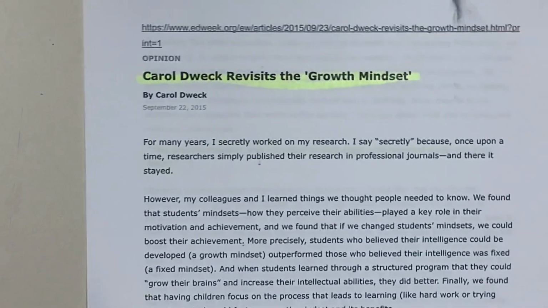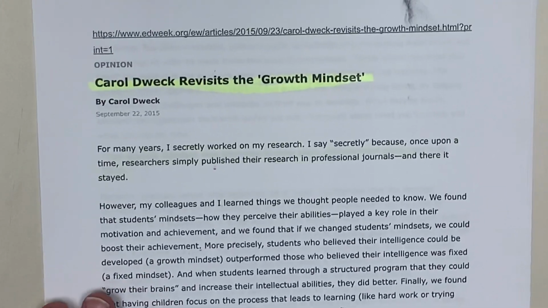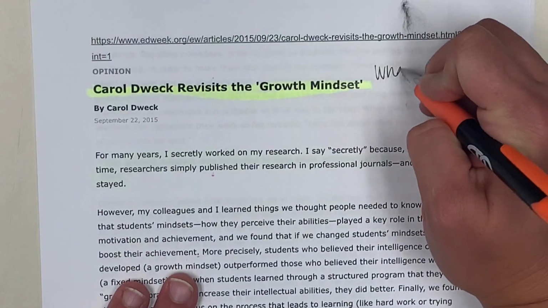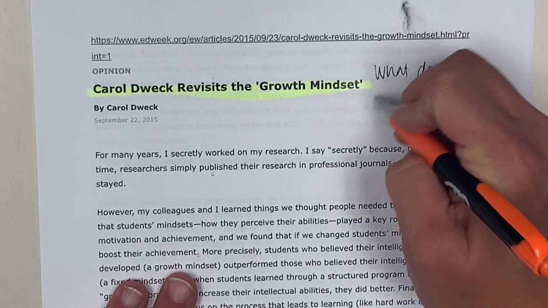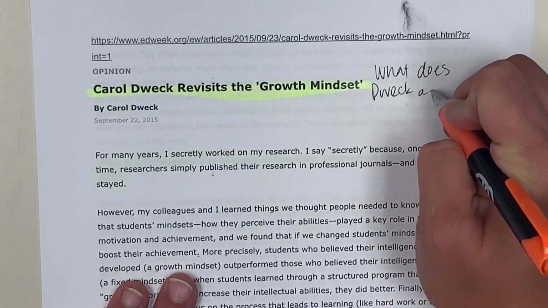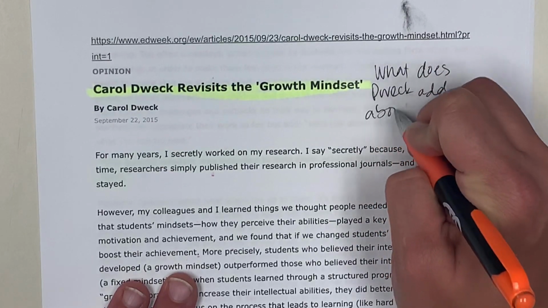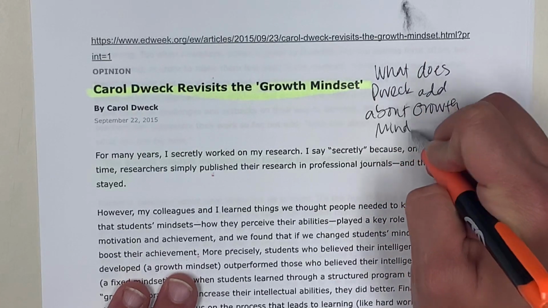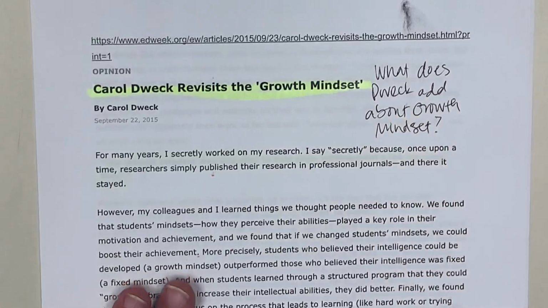Question. Now I'm going to write some questions. The easiest way to do this is to change my heading into a question. What does Dweck add about growth mindset? Why does she need to revisit it? What happened so that she wanted to say something else? Any of those would be good questions that point me to that main idea, what this whole thing is about.